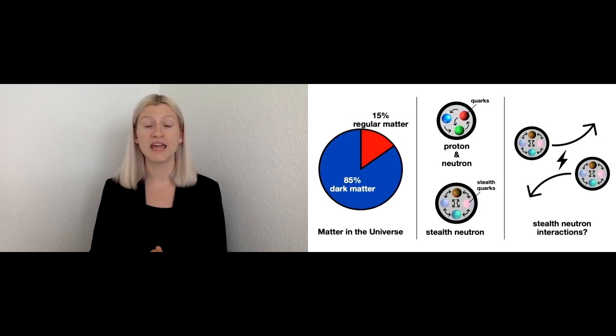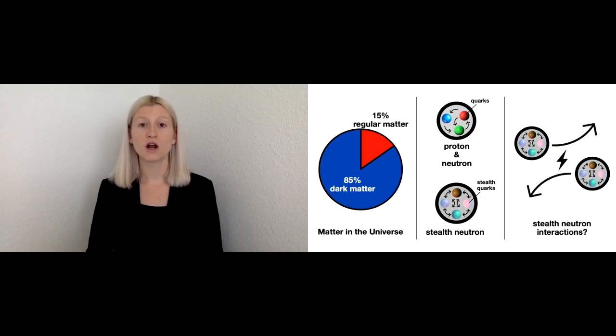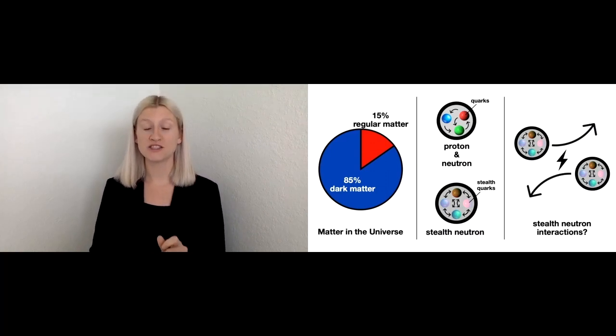But in order to be a good candidate for dark matter, it has to be invisible to our telescopes. So in this model, the stealth quarks are arranged in perfect symmetry inside the stealth neutrons. And due to underlying physical principles, this symmetry makes them transparent and almost completely undetectable. In order to test this model, I'm using supercomputers to simulate stealth dark matter and make predictions.